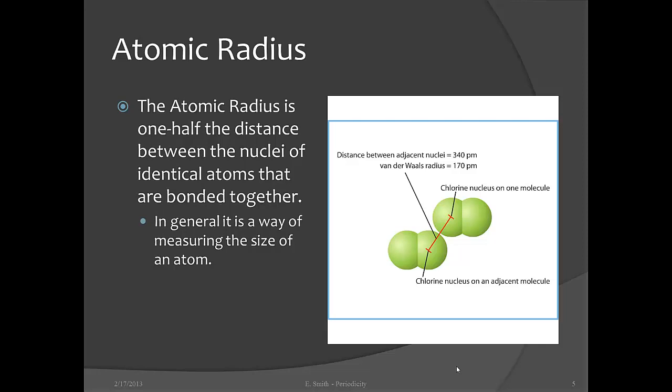So you can see a picture here. They have two chlorine molecules, and they measure the distance between the adjacent nuclei. And what they do is then they take that distance and cut it in half, and they can get a rough idea of basically how large the atom is, where the furthest electrons are located.